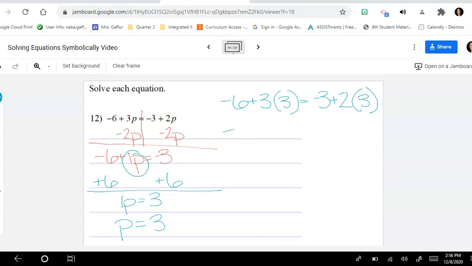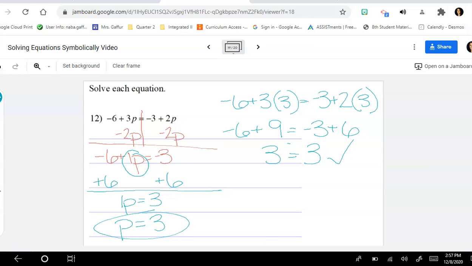All right, negative 6 plus 3 times 3 is 9 equals negative 3 plus 2 times 3 is 6. If I don't remember my integer rules, please take out a calculator. Negative 6 plus 9 is 3. Negative 3 plus 6 is 3. Oops, check. That means my answer, oh, that's a lot of 3's, is 3.